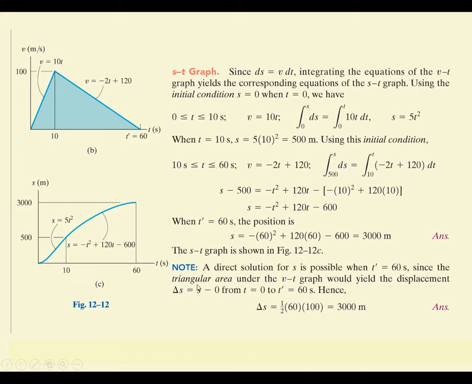Okay, here's just a note that you can actually obtain s when t prime is 60 seconds because of the triangular area under the curve, and it will yield the displacement. So delta s would be 1/2 of 60 times 100, which is 3,000 meters.